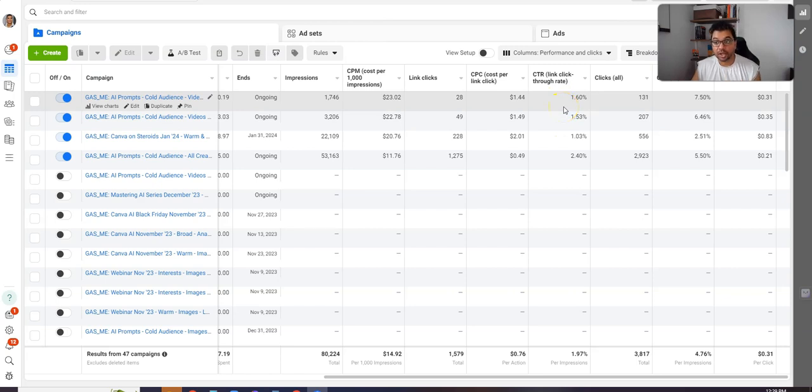You adjust your call to action. You adjust your ad copy to make sure that the ad copy call to action is better suited to convert, right? So just a couple of things. This is what we pay attention to.